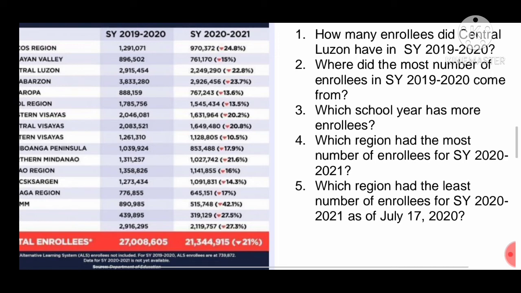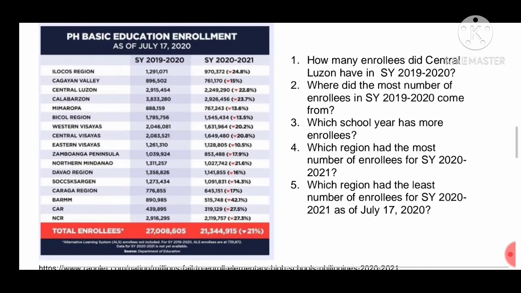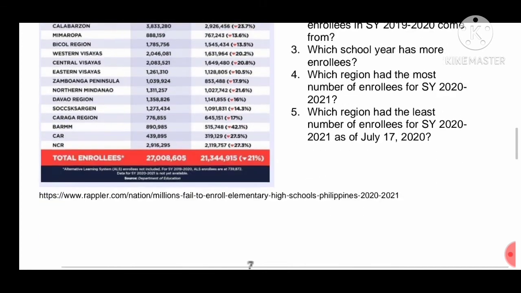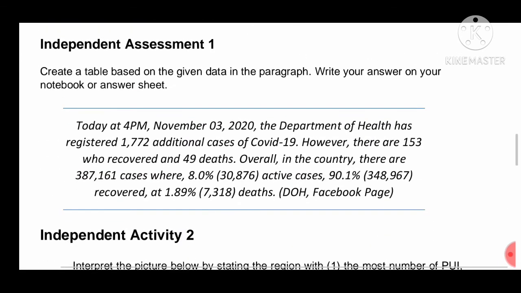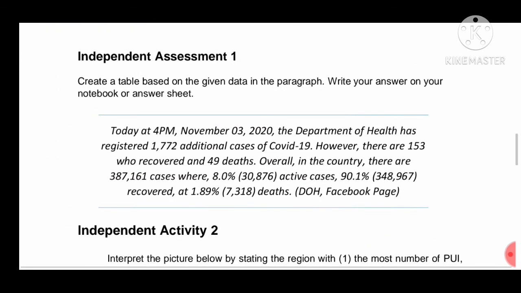So don't get confused. So you just need to look at the table. Alright? Understand every single piece of information that's stated in the table so that you can answer the question. So this is just a very simple topic for the start of the week or for the start of quarter 2. Alright? Next, that you need to answer on your yellow paper, independent assessment 1.